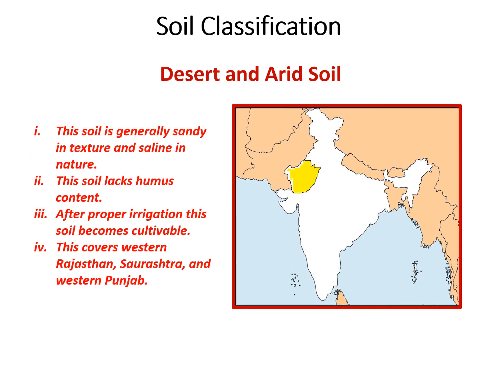The next type of soil is desert and arid soil, which is marked in yellow on your screen in the map of India. This soil generally is sandy in texture and saline in nature. This lacks humus content, and after proper irrigation, this soil becomes cultivable. In which parts of India do you find this soil? In Rajasthan, Saurashtra, and Western Punjab.